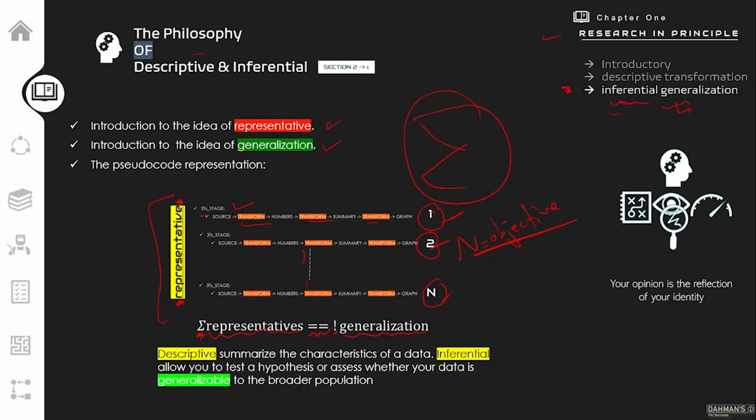Now, academically speaking, descriptive, which we discussed in the previous outline, summarizes the characteristics. We saw the transformation to numerical and then to graphical, so it is the summary of the characteristics of data. On the other hand, inferential allows you to test hypotheses or assess whether or not your data is generalizable, like we said down here, to a broader population.